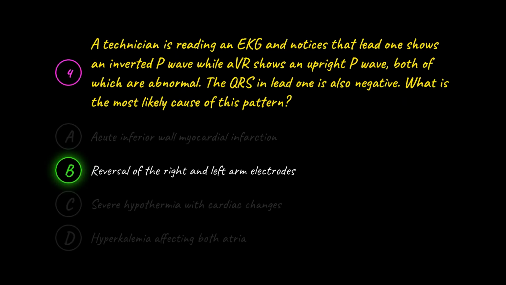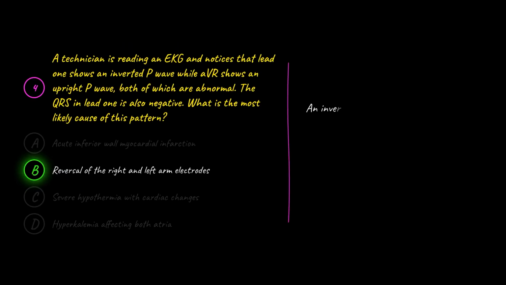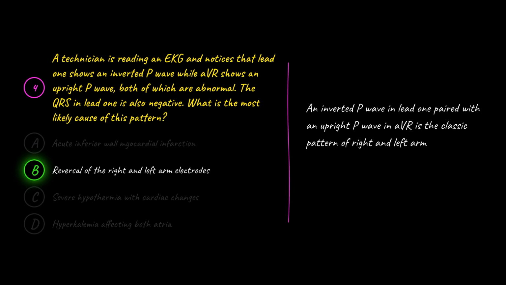The correct answer is B. Reversal of the right and left arm electrodes. B is correct because an inverted P wave in lead 1 paired with an upright P wave in AVR is the classic pattern of right and left arm electrode reversal.